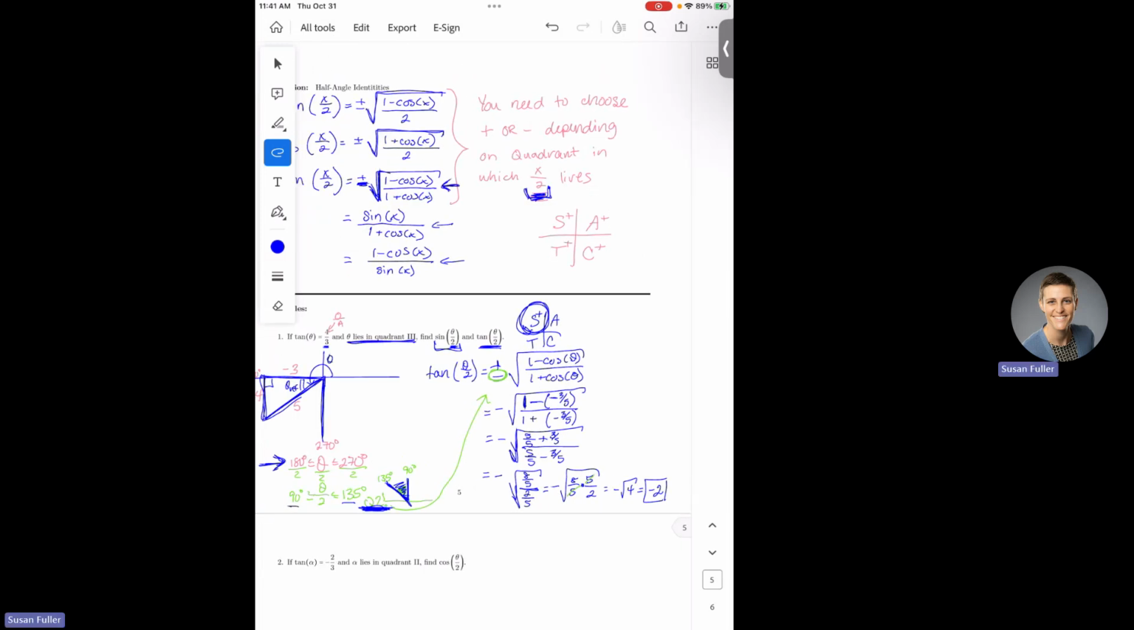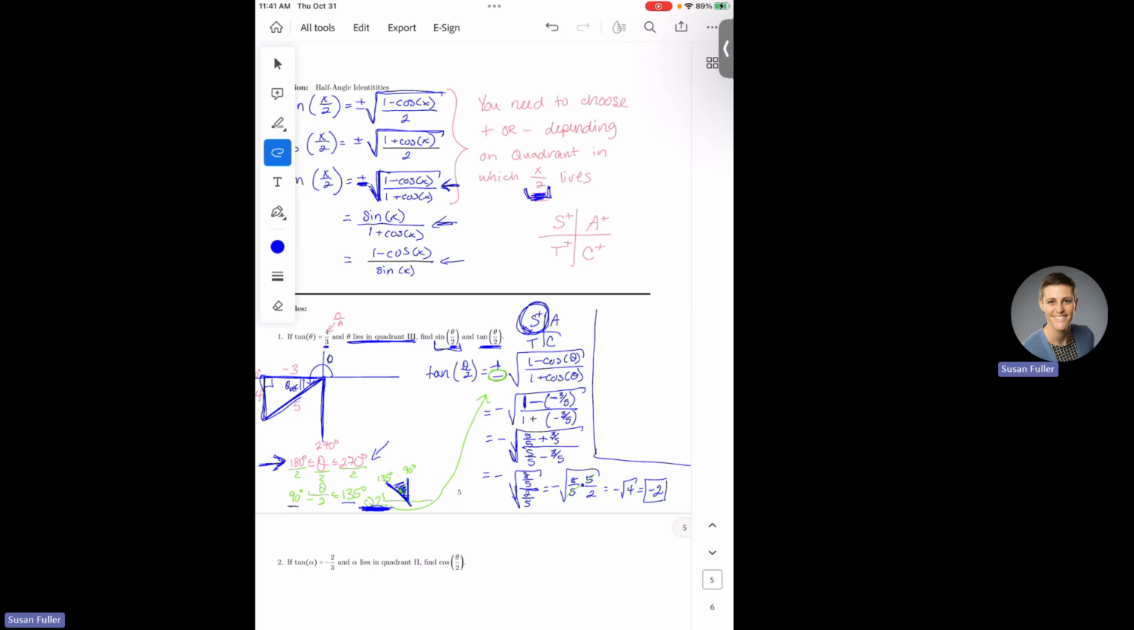So hopefully that all makes sense. You have to pick the plus and minus depending on where theta over 2 lives. Make sure you start with where theta is and divide everything by 2 to figure out where theta over 2 lives. You pick your plus and minus, you plug your values in from your triangle, and then fight through common denominators.